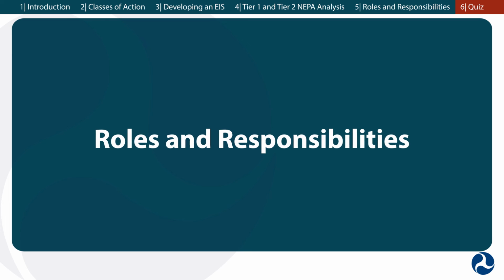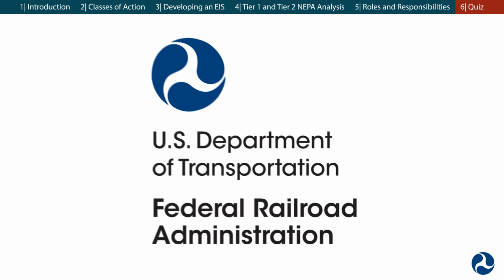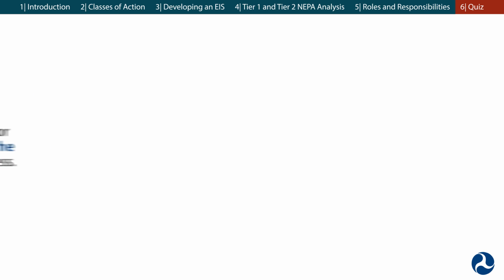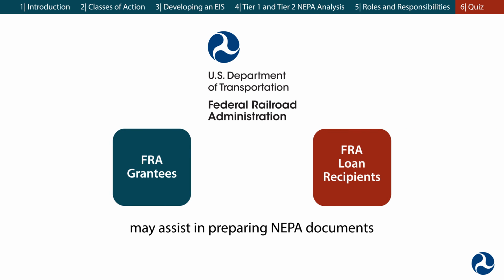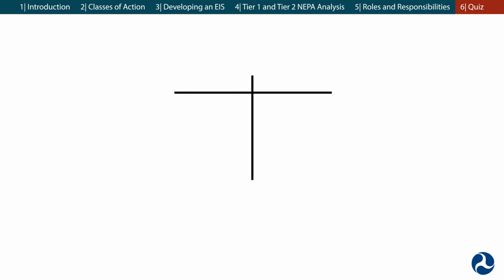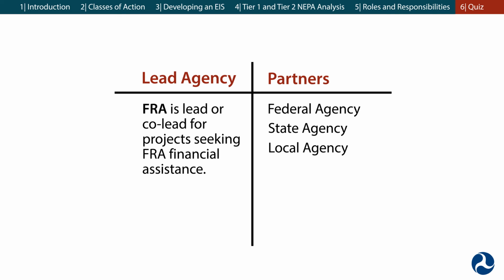With NEPA being a critical component of rail capital project development, it's important to know the roles and responsibilities of everyone involved. FRA is legally responsible for overseeing and ensuring the integrity of the NEPA process for rail projects financed, funded, or otherwise approved by FRA. FRA grantees and loan recipients may assist in preparing NEPA documents under FRA oversight, but FRA ultimately accepts and owns the document. FRA must serve as lead or co-lead agency for projects seeking FRA financial assistance. Federal, state, and local agencies with jurisdiction by law or special interests relative to a project may serve as cooperating agencies or participating agencies. Lead agencies should give serious consideration to the concerns of these agencies.